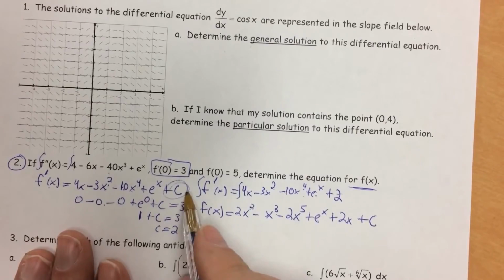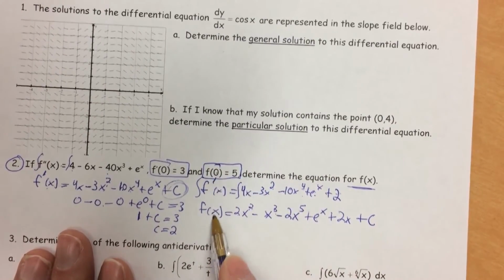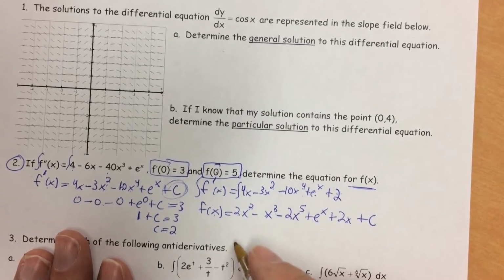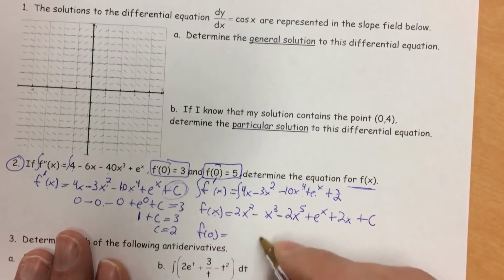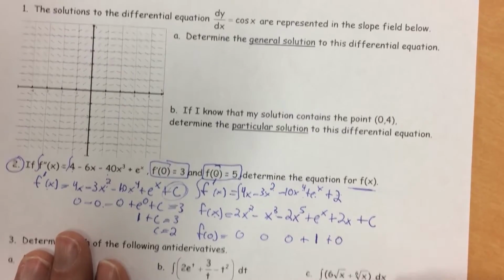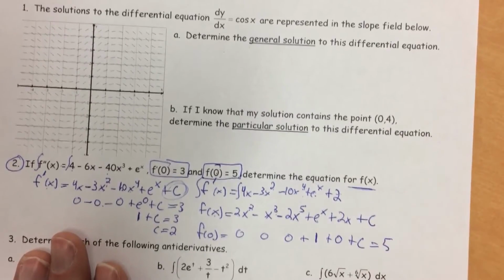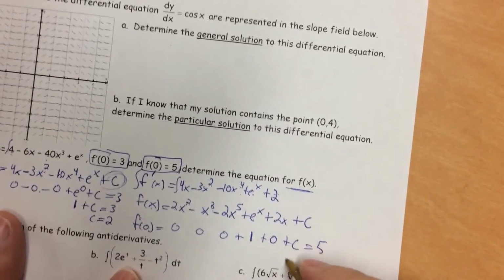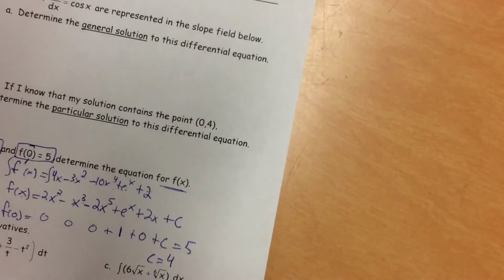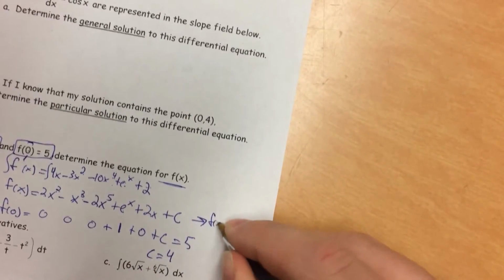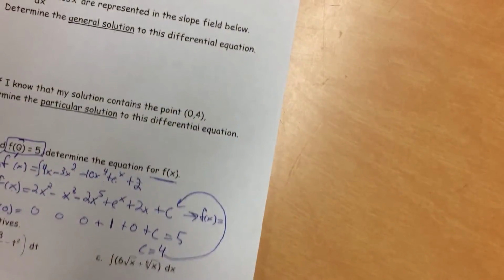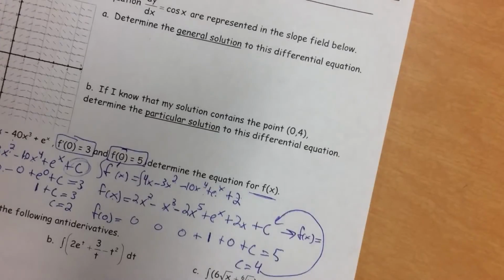And this time, we have that when x is 0, the original function is equal to 0. When x is 0, the y value is 0. So f of 0 is 0, 0, 0, 1, 0 plus c, and this needs to equal 5. So c is 4. So that means the original function, f of x, was all of this, except we're going to plug in 4 here for c. And I ran out of room, but you can do that.